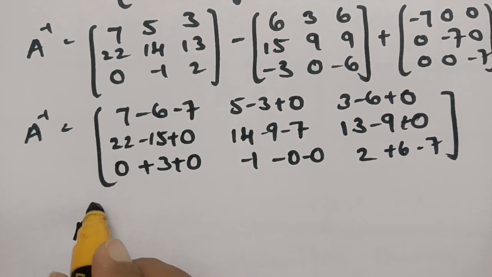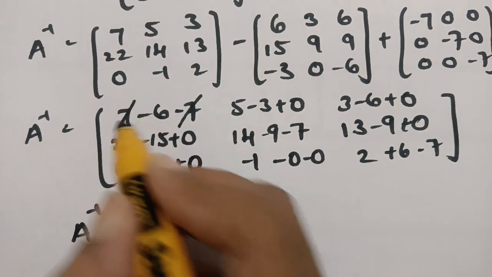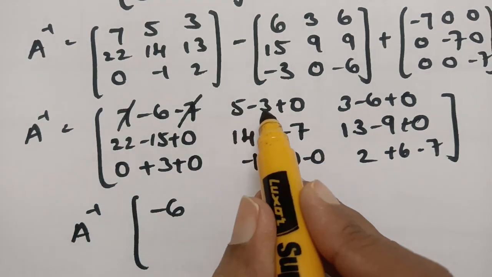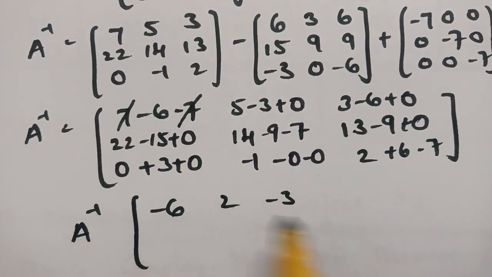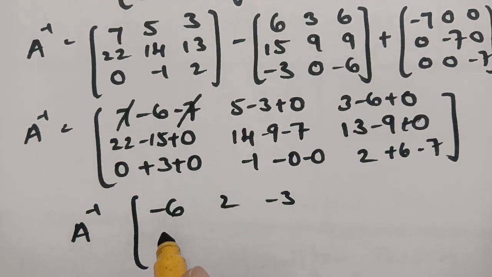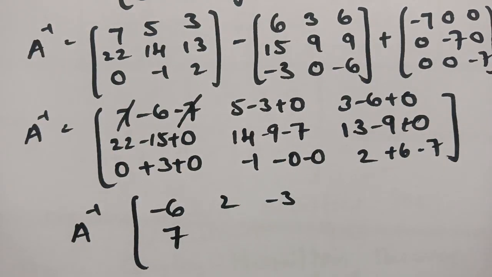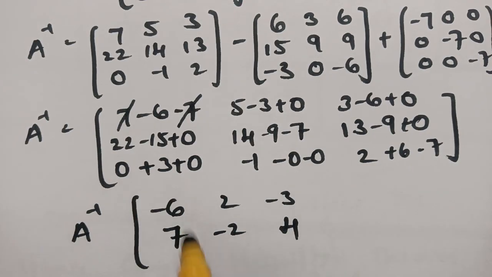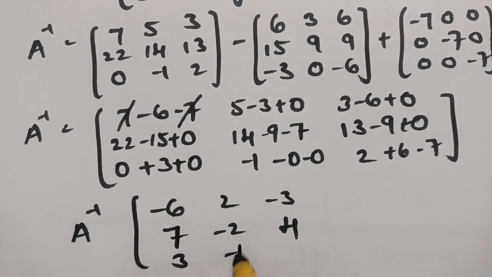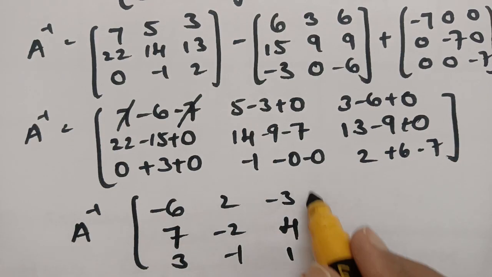Clear? So the A inverse value is very clear. If I cancel this one, minus 6 remains. 5 minus 3 value is 2. And this is going to become minus 3. 22 minus 15 value is 7. So this is minus 16 plus 14, that is minus 2. And this value is plus 4. And this is 3. And this value is minus 1. 8 minus 7, the value here is 1.